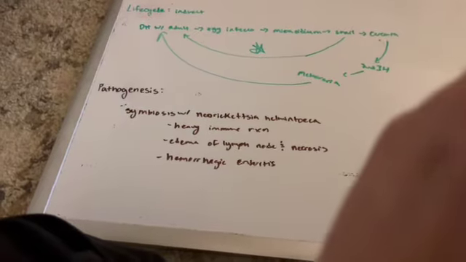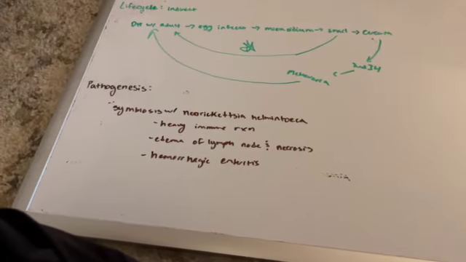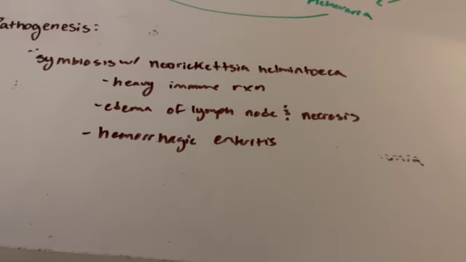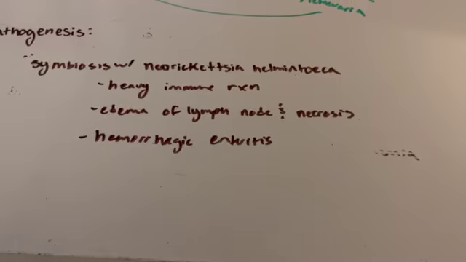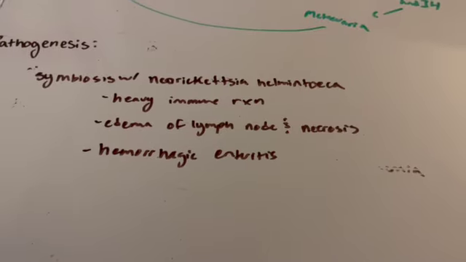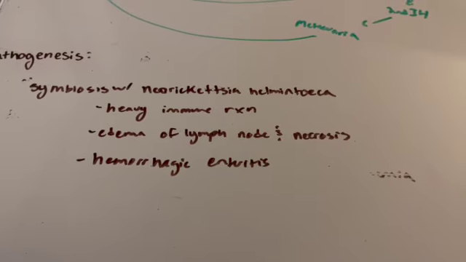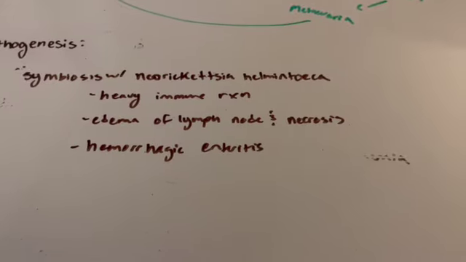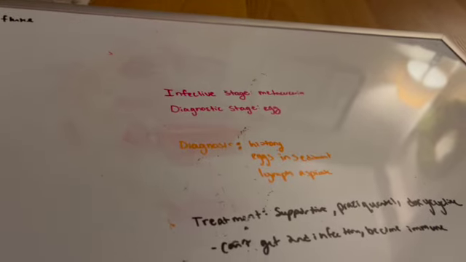Pathogenesis. So the worm itself does not really cause any pathogenesis. It's in symbiosis with a bacteria called Neorickettsia helminthoeca. That bacteria can cause a heavy immune reaction, and it can lead to edema of the lymph nodes and necrosis, and it can also cause hemorrhagic enteritis. So again, the infective stage is that metacercaria.